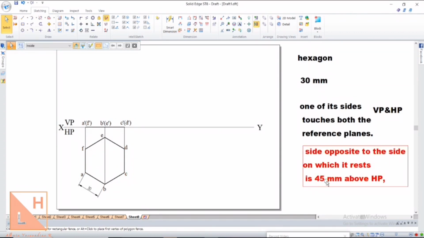So this CD has to be lifted up at a height of 45 mm above HP. Any dimension or condition given with HP will be drawn in the vertical plane. So right now this opposite edge, that is CD, is on the XY line. In the next position we have to rotate this whole lamina so that this C dash D dash is lifted up to a height of 45 millimeters.